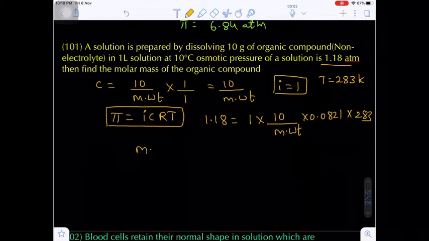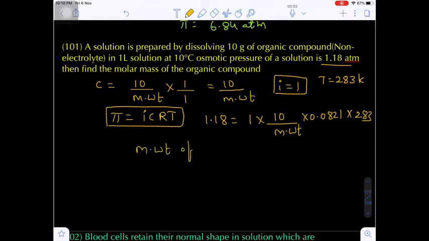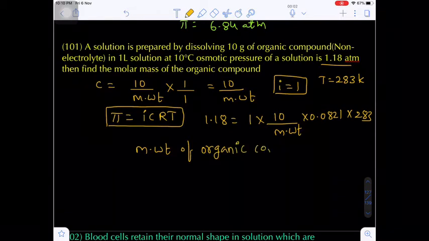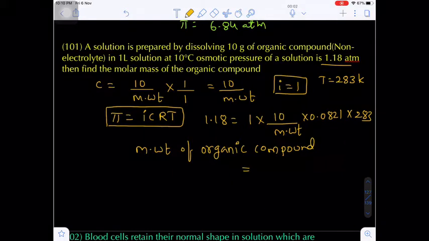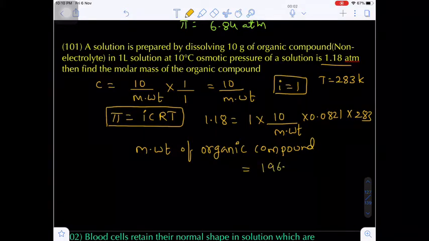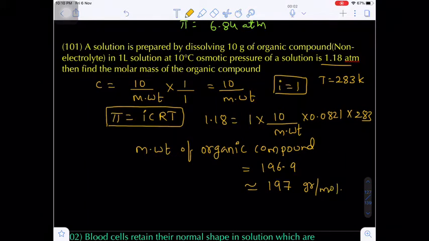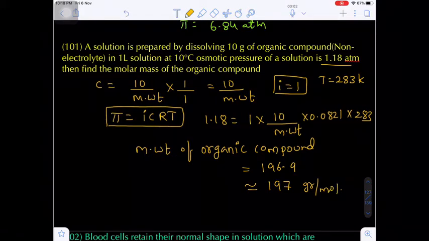From here, the molecular weight of the organic compound is equal to 196.9, that means approximately 197 gram per mole. This is the molar mass of the organic compound solute.